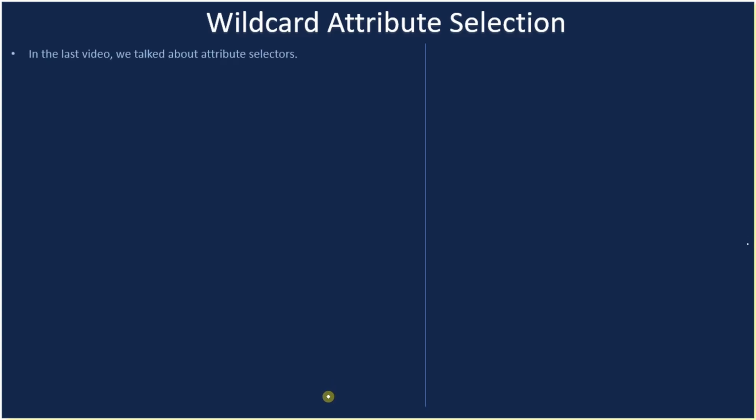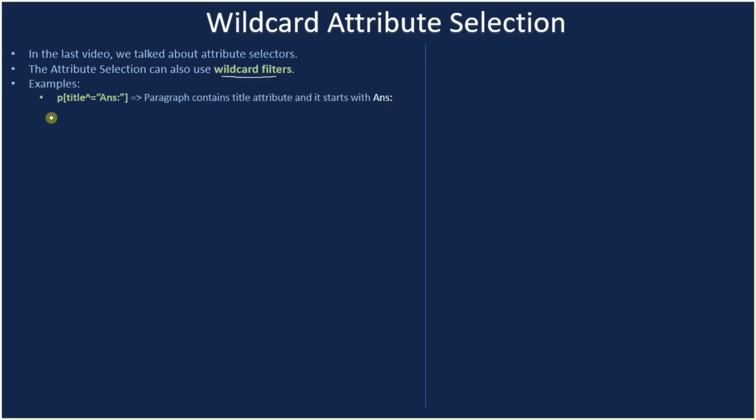In the last video, we talked about the attribute selector. We specify the HTML element, and within square brackets, we specify the attribute name. The attribute selection can also use wildcard filters. For example, here P is the HTML element we want to select, then title is the attribute name, then we specified caret equal to and the string "ands".